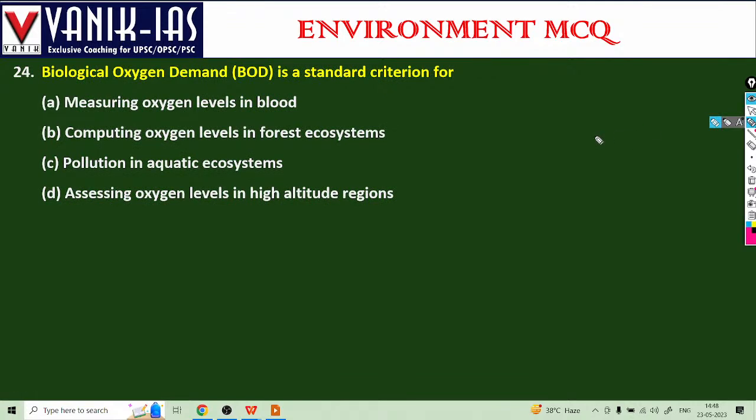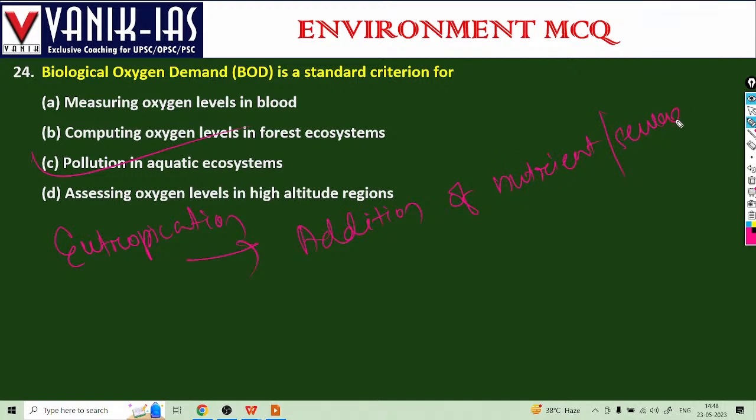Biological oxygen demand is a standard criterion for measuring oxygen levels in blood, computing oxygen levels in forest ecosystem, biological pollution in aquatic ecosystem, or assessing oxygen level in high altitude regions. What is biological oxygen demand? The answer here is C. But when biological oxygen demand increases, here we have to understand three processes. One is eutrophication. What do you mean by eutrophication? Addition of nutrients or sewage into an aquatic environment is called eutrophication.